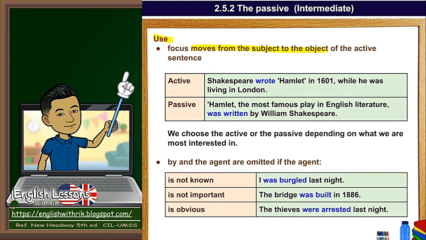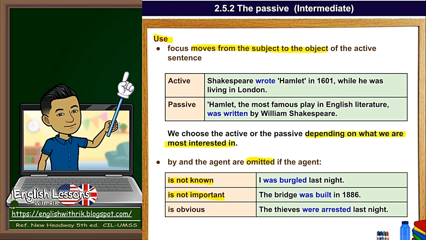Shakespeare wrote Hamlet in 1601, while he was living in London. Hamlet, the most famous play in English literature, was written by William Shakespeare. We choose the active or passive depending on what we are most interested in. By and the agent are omitted in passive sentences if the agent is not known. For example, I was burgled last night.